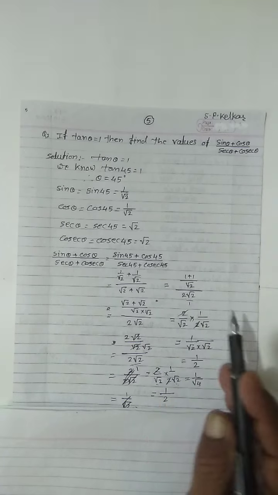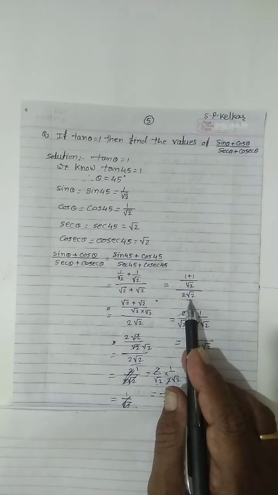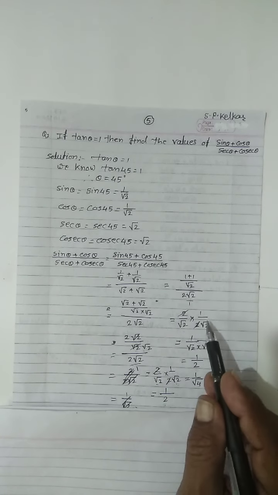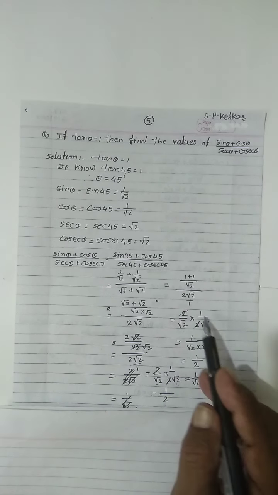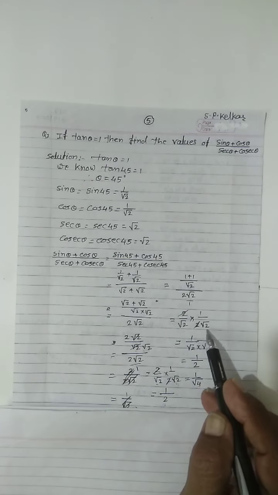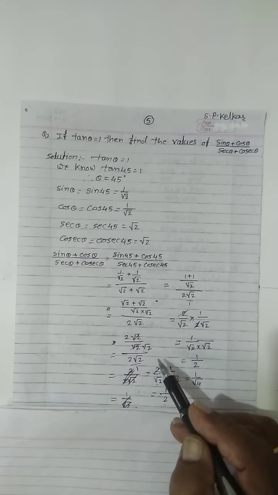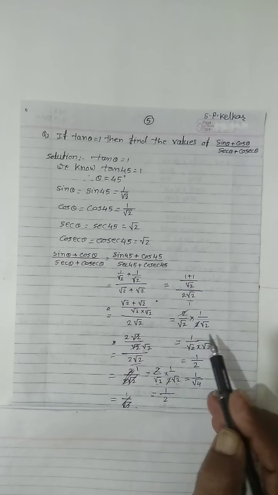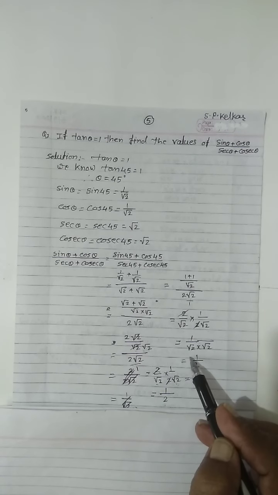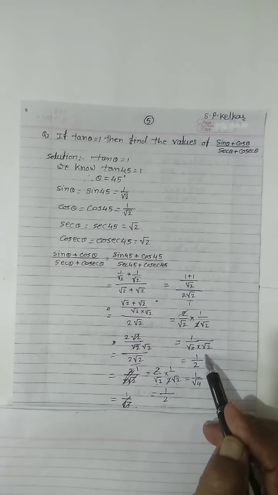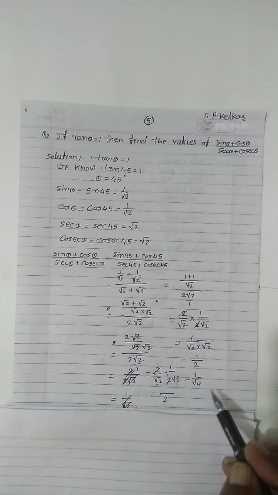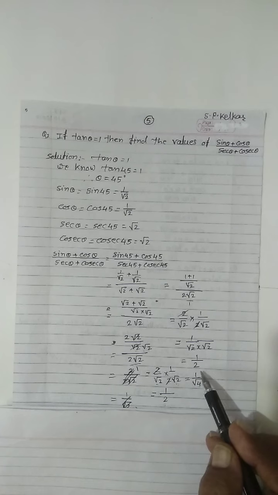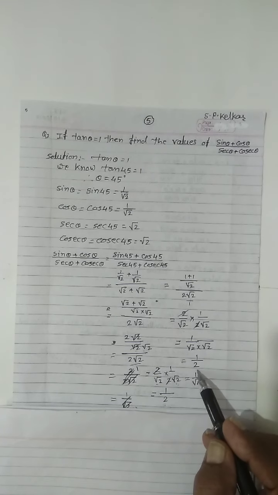We take the inverse of this and multiply it with the numerator. So we invert it, 1 upon 2 into root 2. This 2 cancels, then 1 upon root 2 into root 2, which means 1 upon under root 4, and the square root of 4 is 2. So we write 1 by 2.